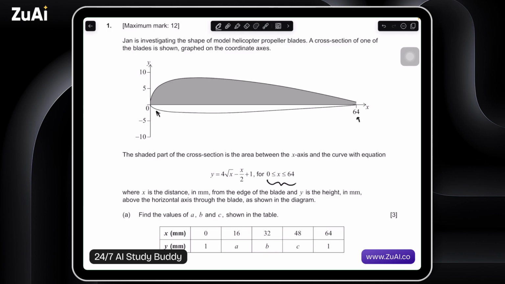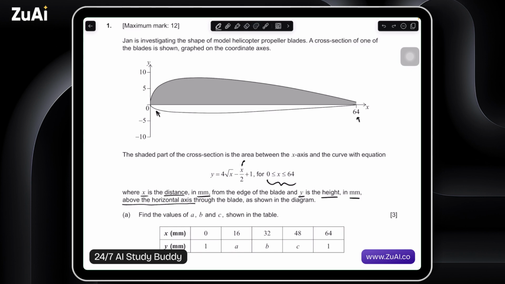So what are these variables? X is the distance in millimeters from the edge of the blade, and y is the height in millimeters above the horizontal axis through the blade, as shown in the diagram. So what we have here is some function which takes x values, or our distance on the horizontal, and when we input these x values, we get a corresponding y value, or a height of a propeller blade, as a function of our distance along the horizontal.